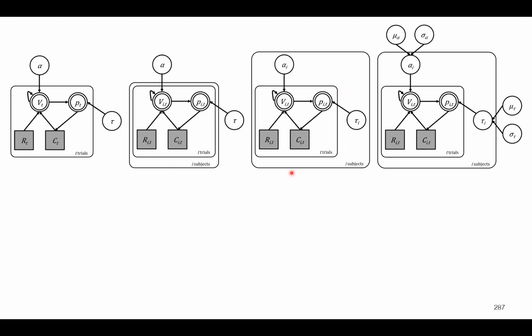To take advantage of fixed fitting and random fitting, we came up with hierarchical fitting, in the sense that we assume each participant's parameter, for example alpha, the learning rate, follows a group-level distribution, a normal distribution, with 2 extra parameters, which we can also call hyperparameters. One is the group-level mean of the learning rates. The other one is the group-level standard deviation of the learning rates.